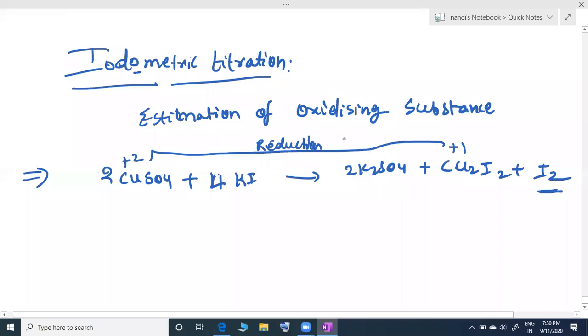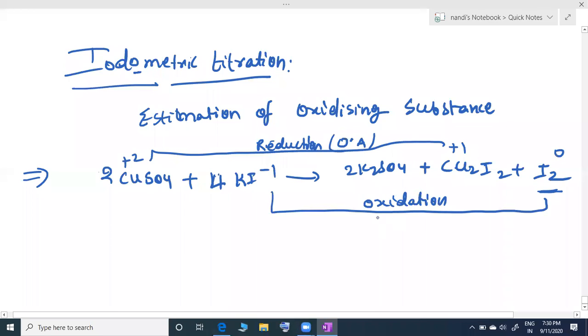Reduction means the opposite part, that is the oxidizing agent. Here minus 1 to 0, that we call oxidation. So in oxidation we can find only 1 electron lost. This is also called the reducing agent. So here n factor is 1, sir, because minus 1 to 0, plus 2 to plus 1, means here also n factor is 1. Clear? We are using this for oxidizing substances here. I think you understood this point.